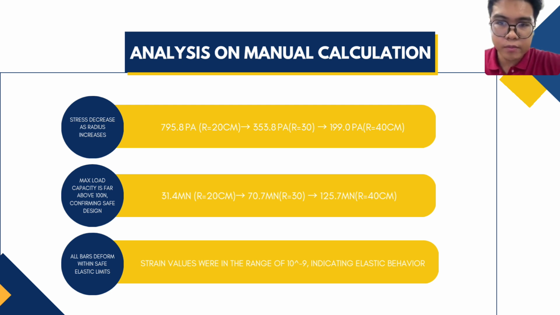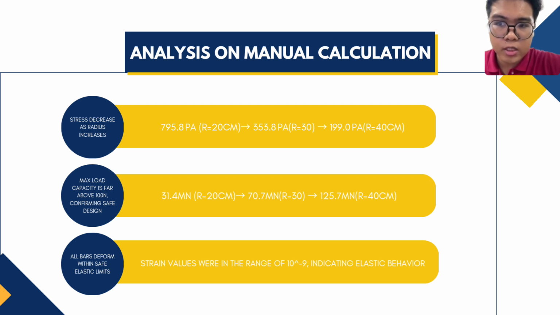Perform an analysis based on our manual calculation. For the first one, we have stress decreasing as radius increases. This means that as stress decreases, a smaller area indicates a higher stress, meaning a larger area contributes to better force distribution.